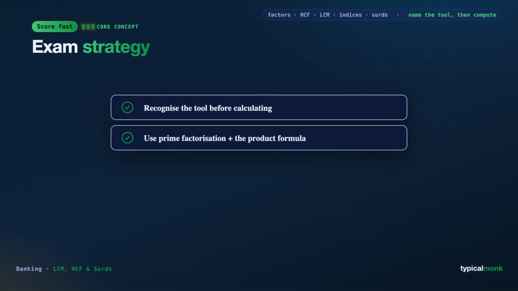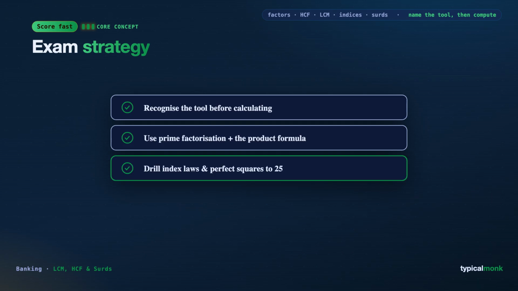Second, lean on prime factorization and the product rule. Prime factorizing quickly gives you both HCF and LCM without slow listing, and the HCF times LCM equals product formula often hands you an answer in a single division. These shortcuts are exactly what separate a 35-second solution from a 2-minute struggle, and in a timed section, those saved seconds compound across the whole paper.